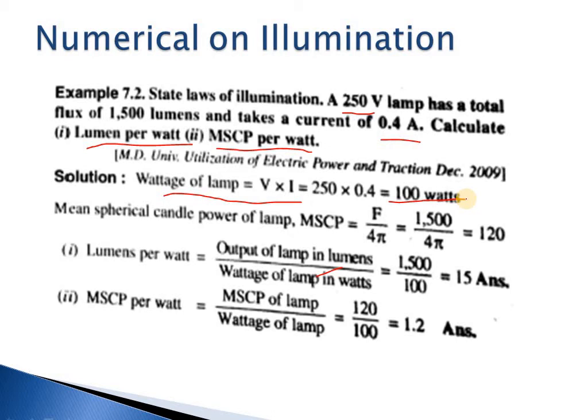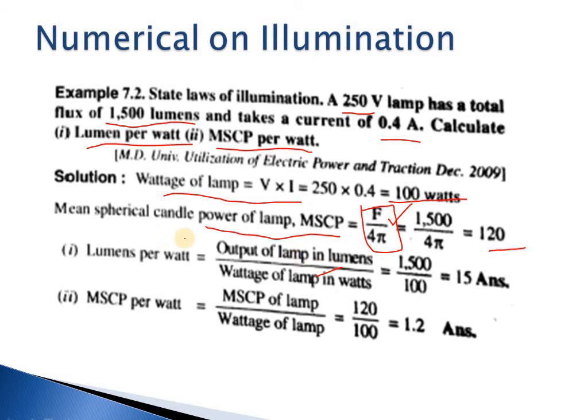Now, mean spherical candle power, that is MSCP, equals F by 4 pi. This is the formula, F by 4 pi. So here the value of F is given, 1500 lumens. So it will be 1500 divided by 4 pi, that is 120 is the MSCP for this mean spherical candle.